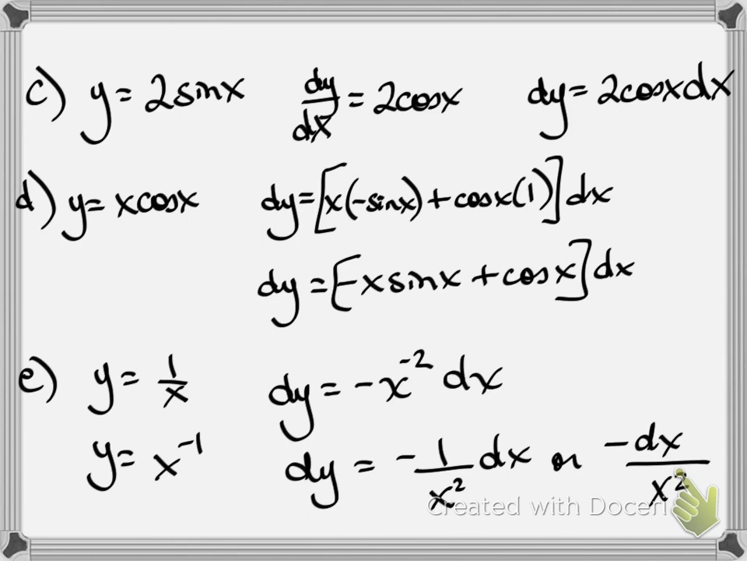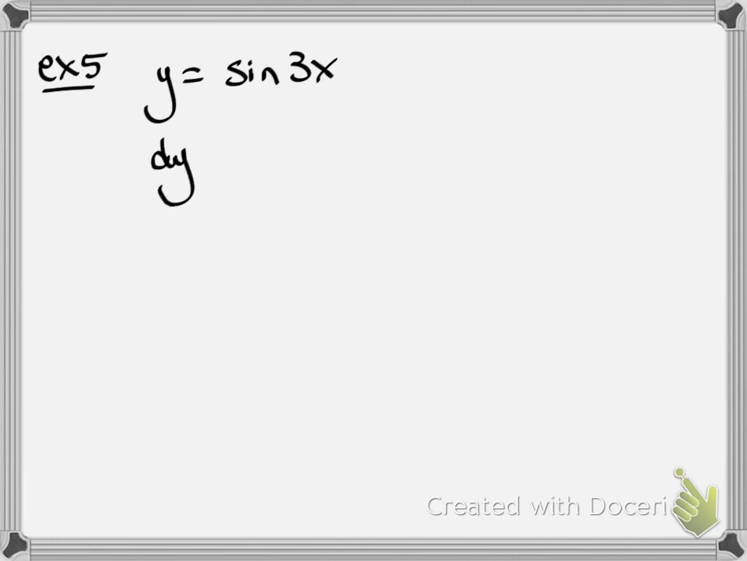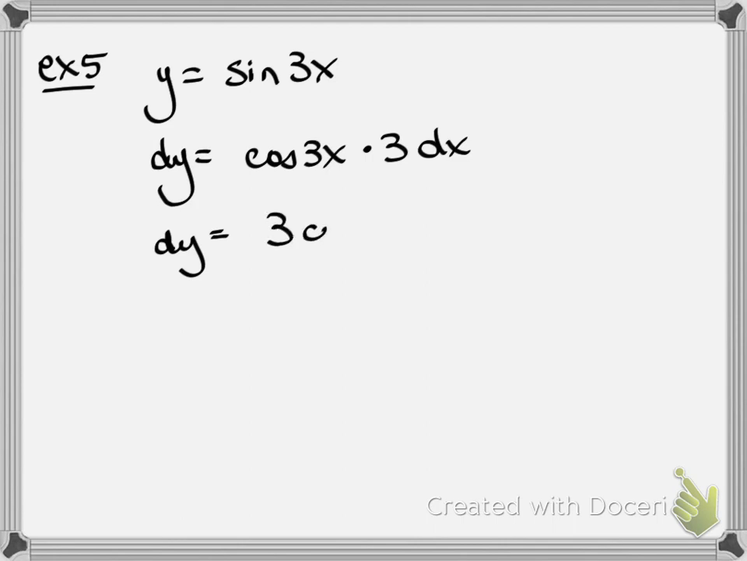I think we'll go ahead and do example 5. Example 5, we've got y equals the sine of 3x. So this is a composite function where we have to do chain rule. Nothing changes though. The differential of y is just the cosine of 3x times 3. We just do the chain rule like normal, dx. So the differential of y is 3 cosine 3x dx.